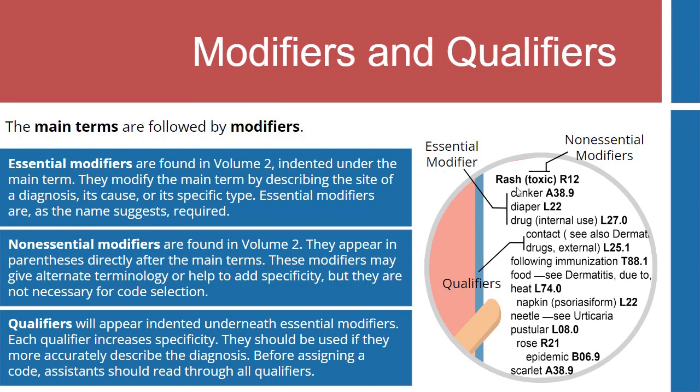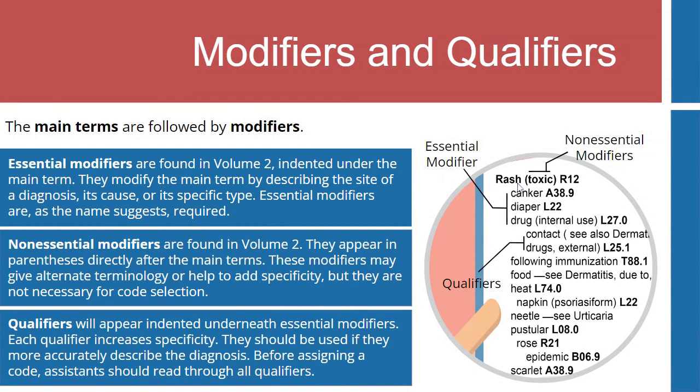Because that's the condition. So once we find rash, that's the main term, okay? Now look at this. What kind of rash is it? This is the essential modifier. Essential, something that is essential means important or necessary, right? So we have to make sure we include that. We have to be as specific as possible.